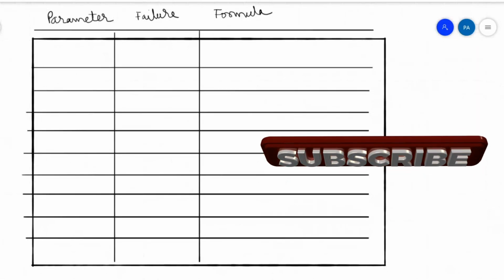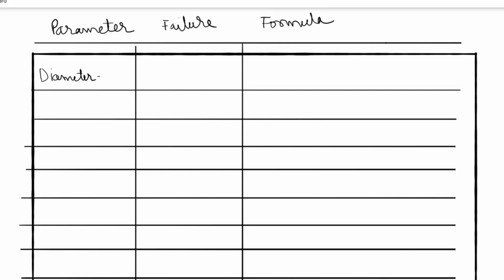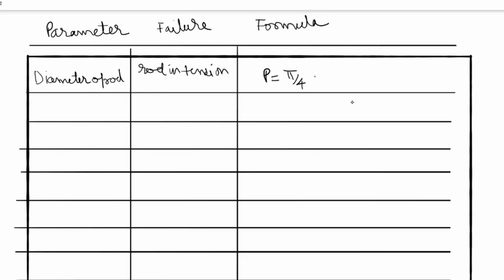So the parameters, the failure criteria and formula. So first parameter is diameter of rod, and which failure do we consider? Consider failure of rod in tension. Why do we consider failure of rod in tension? Because the rod is pulled. So as the rod is pulled, it will fail in tension only. And when it fails in tension, we get the cross sectional area as a circle. So the formula written here is P equal to pi by 4 d square into sigma t.